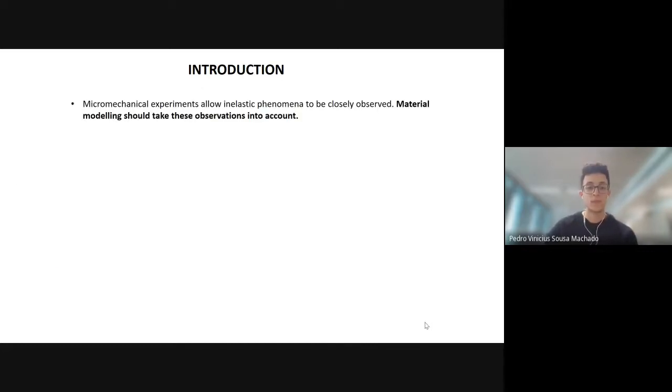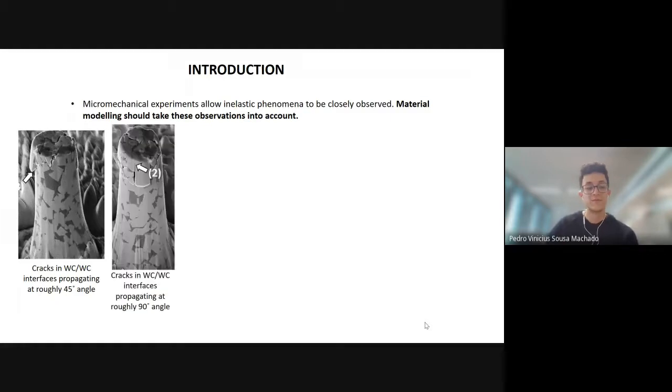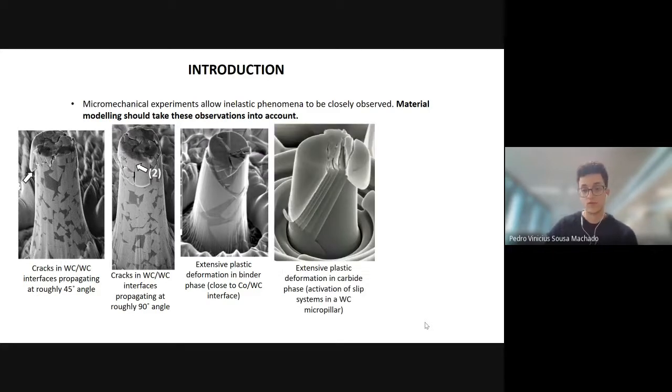The micropillar compression experiments allow us to observe inelastic phenomena very closely. So what are these inelastic phenomena that we see in this specific material? First of all, we see a lot of cracks propagating at a more or less 45 degree angle, and also at a 90 degree angle. Here, again, the direction looks very important for this material. And also the binder, as you can see in the third picture, can deform a lot. This is another thing to take into account.